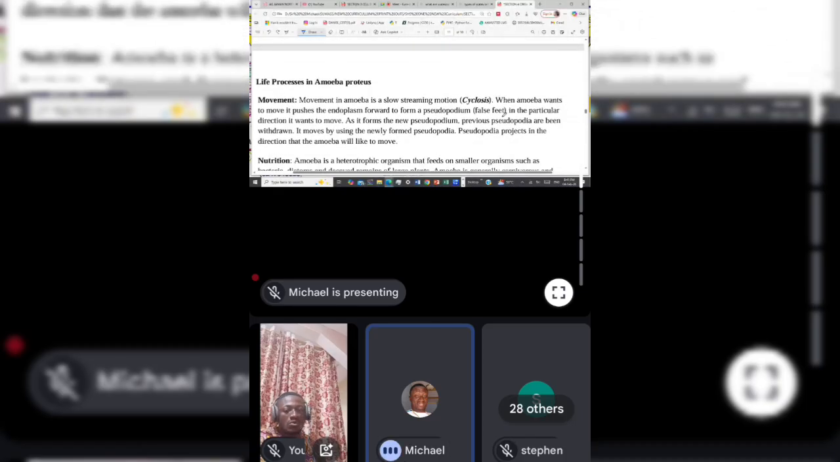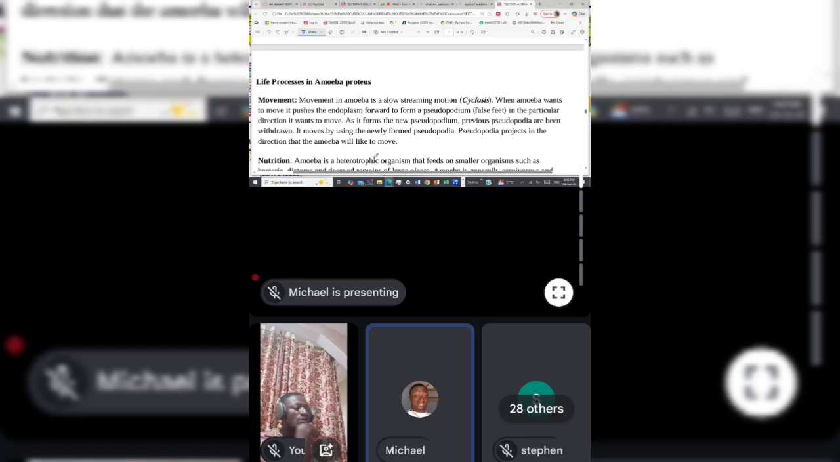So the slow streaming movement that causes amoeba to move is called cyclosis. So keep this one. This has been a past question in objectives for several years. The slow streaming motion that causes amoeba to move is called cyclosis. But it forms a projection that we call a pseudopodium or pseudopodia that allows it to move.